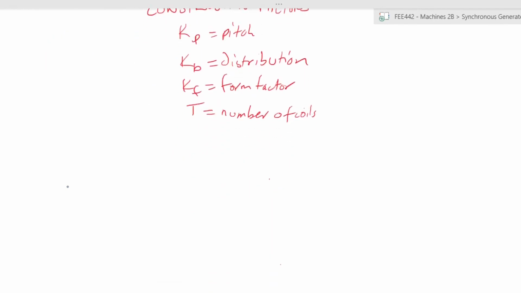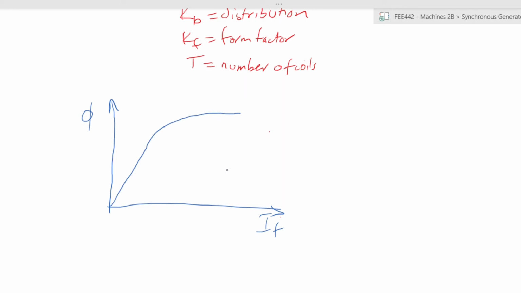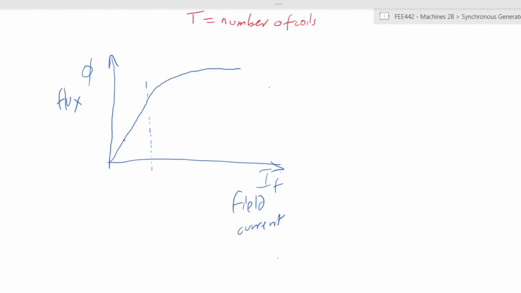Because of this, if you compare the magnitude of the flux and the field current, the relationship between the two is generally linear up until the point you get saturation, of course. By and large, if you vary the field current, you can alter the magnitude of the flux available within the space of the machine, so within the field winding.